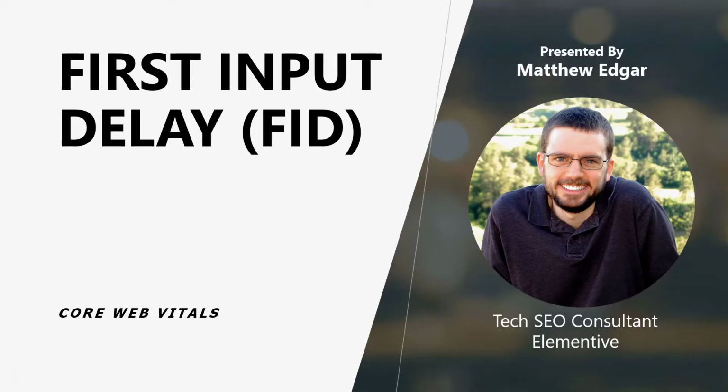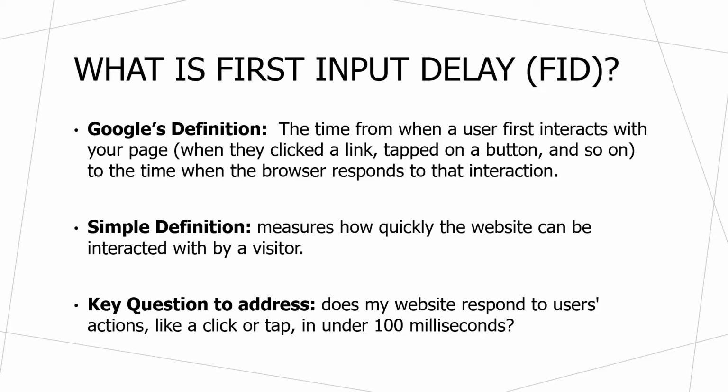One of Google's newest ranking factors, rolling out in 2021, is Core Web Vitals. Core Web Vitals looks at 3 different metrics that try to analyze and understand something about your website's user experience. Let's talk about one of those metrics in this video today, First Input Delay, or FID. Let's begin by talking about what First Input Delay even is.